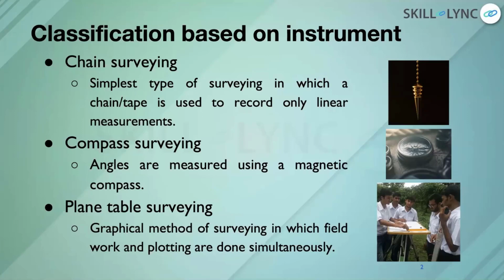And the last one in this slide is plane table surveying. This is the simplest graphical method that is available. It's very cheap. In plane table surveying, field observations and plotting are done simultaneously. They're done in parallel. Although it's cheaper than other instruments like the theodolite, it's generally suitable only for small scale. You can't do it for larger surveys. It's generally done for residential purposes or commercial building purposes.